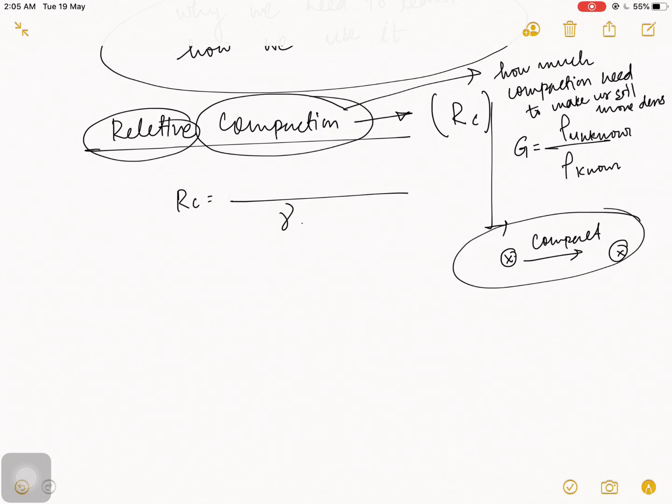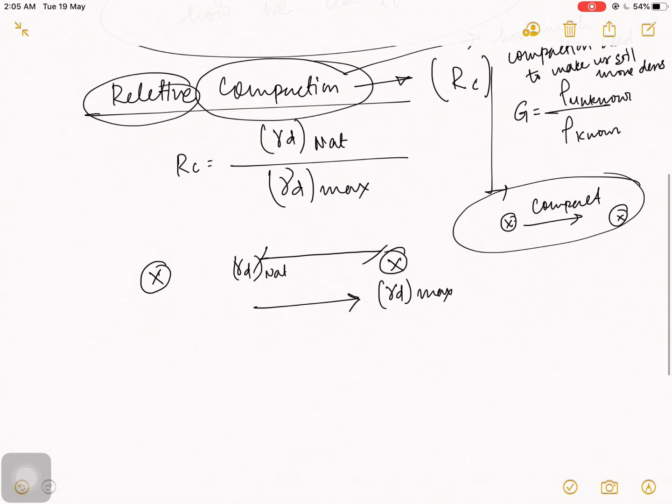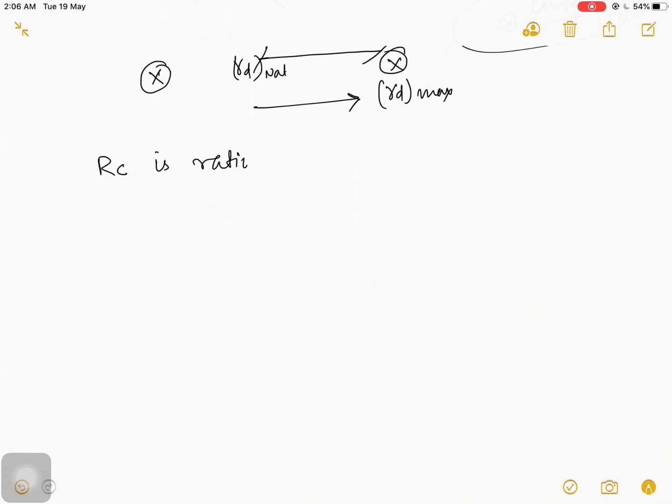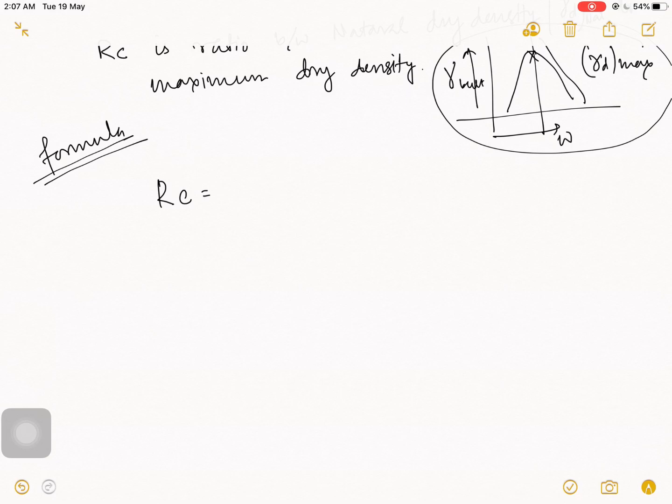In the denominator, we use gamma d max. Why gamma d max? Because if this is your loose state soil, this is your hard state soil. In hard state soil, gamma d should be max. And our aim is to reach gamma d max; this is your gamma d natural, so you have to reach up to this portion or this percentage. That is why gamma d natural. Writing the definition, you can say degree of compaction is the ratio between natural dry density, that is gamma d natural, to maximum dry density. We write the formula: RC is equal to gamma d natural by gamma d maximum.